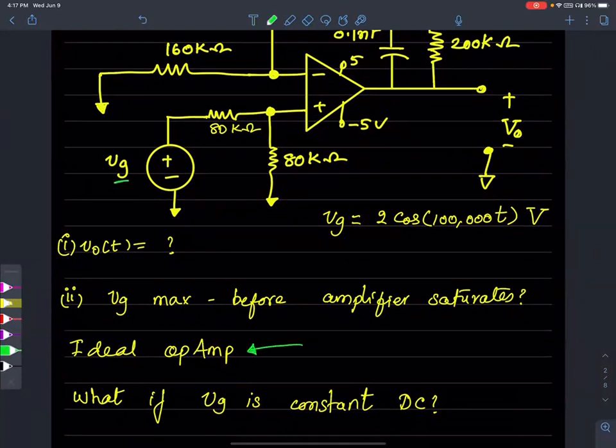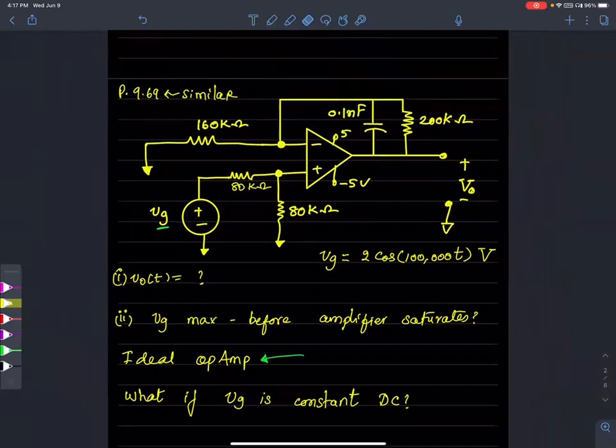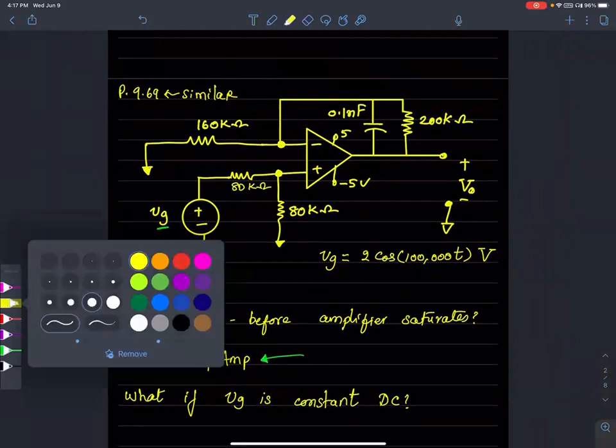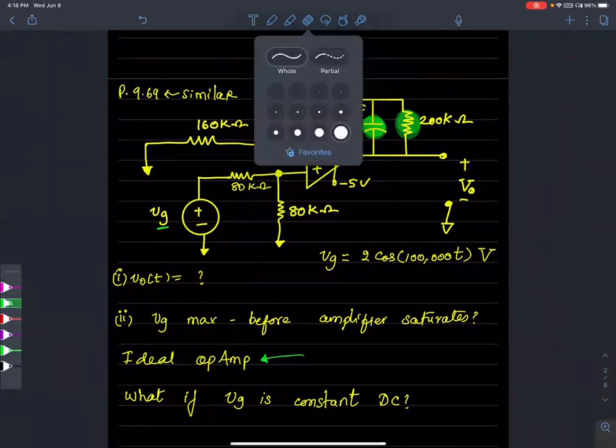Okay, and this voltage VG is given to be some sinusoidal waveform. And then the op-amp is obviously connected in a negative feedback configuration with a bunch of resistors. Let me highlight using this. With a bunch of resistors. And then it seems there is one capacitance here. Okay, how would you go about solving this problem?